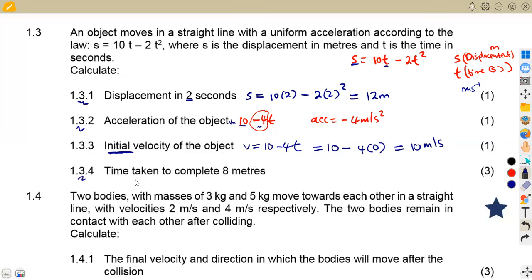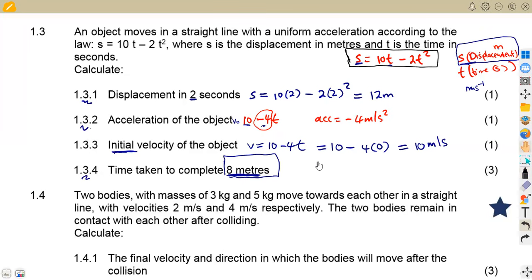On 1.34, you now need the time taken to complete 8 meters. Take note of what we are given here: the time taken to complete 8 meters. Whenever we are talking about meters, we are representing the displacement previously given, which is measured in meters. So we now need the time when the displacement is 8 meters. So we have to come back to the expression representing the displacement, where s is equivalent to 10t minus 2t squared. This is the expression for displacement.